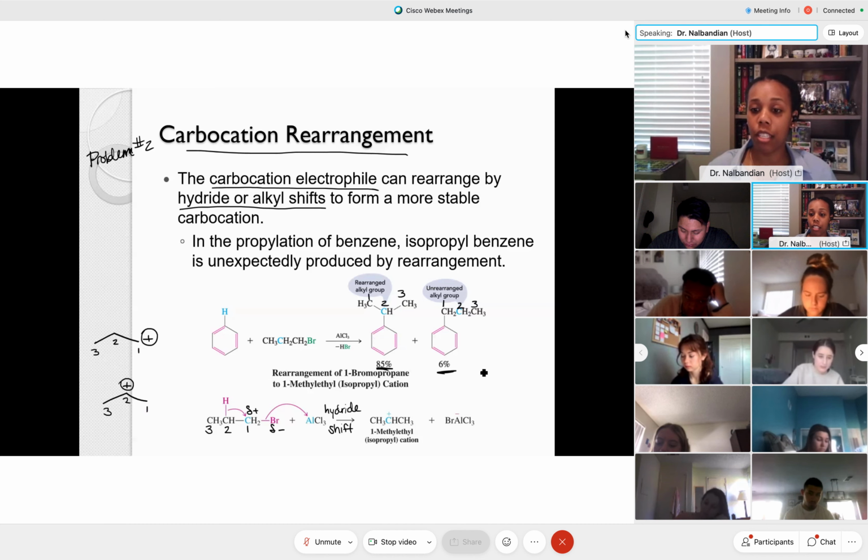If you want this product, you're not going to get it by doing this Friedel-Crafts alkylation. This product cannot be accessed through Friedel-Crafts alkylation. We'll see another reaction for how we can access this, but not through a Friedel-Crafts alkylation, because we would have to make the secondary carbocation, and that would be your electrophile here to make that rearranged product. Questions on that?